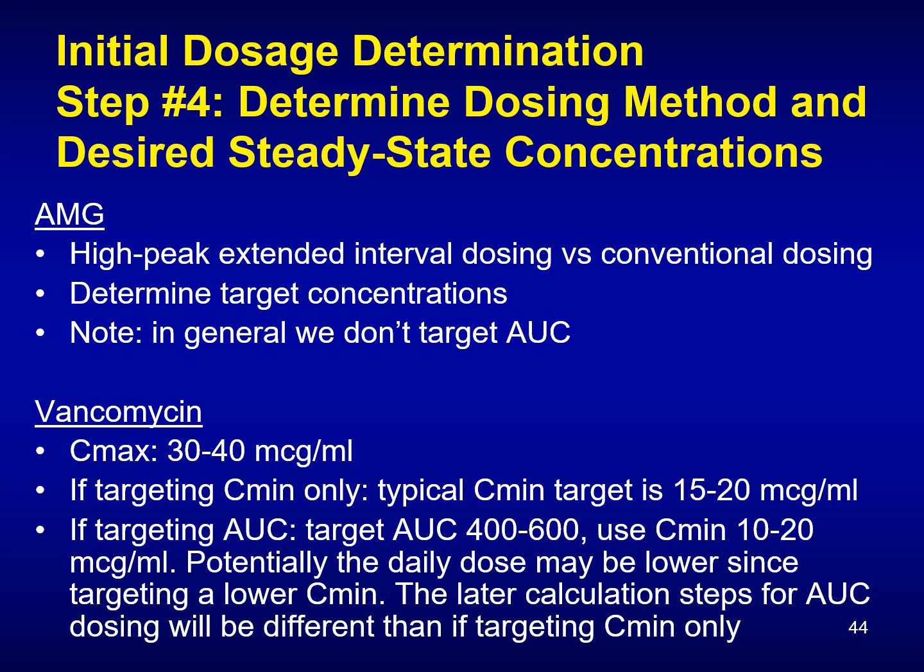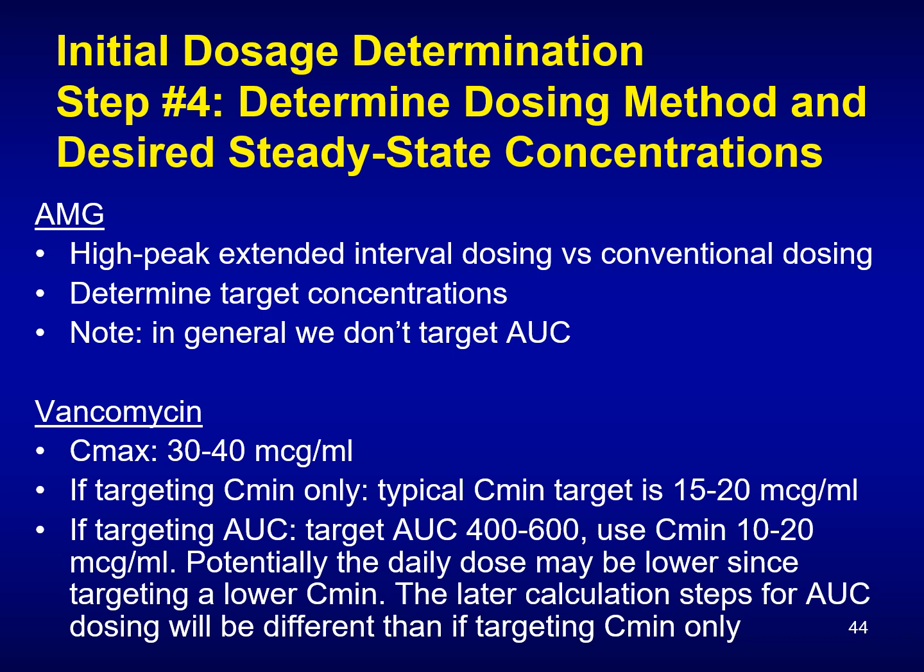For vancomycin, the Cmax typically used in calculations is 30 to 40 micrograms per ml. If targeting C-minimum only, the typical C-minimum target to use for dosing is 15 to 20 micrograms per ml. If targeting AUC, that target is generally 400 to 600, but we still have to use the C-minimum in our calculations, and that C-minimum ranges from 10 to 20.